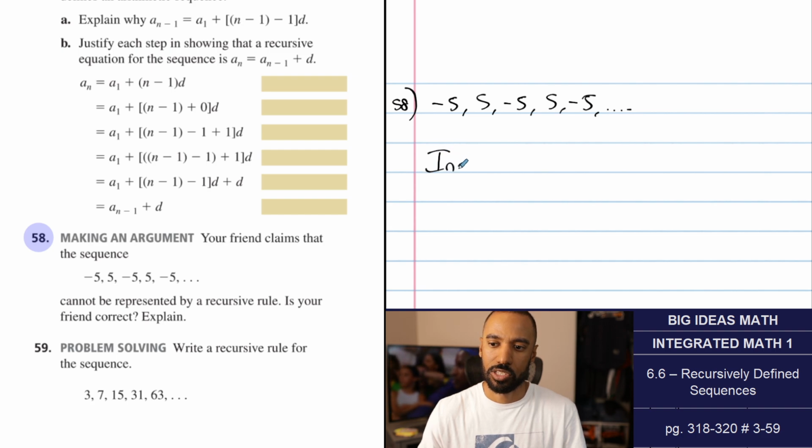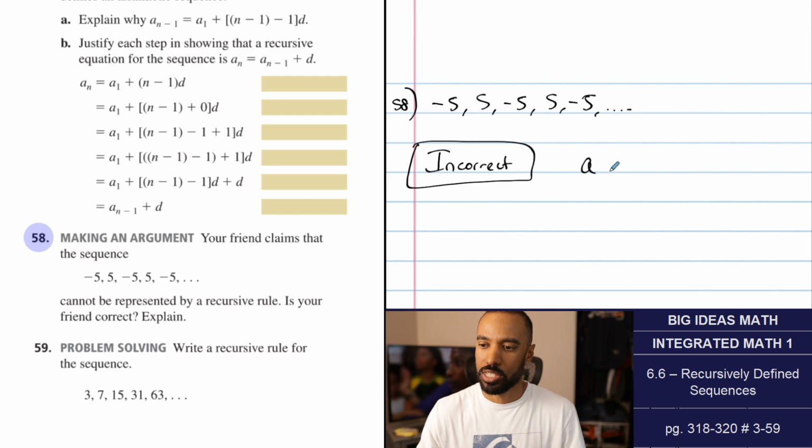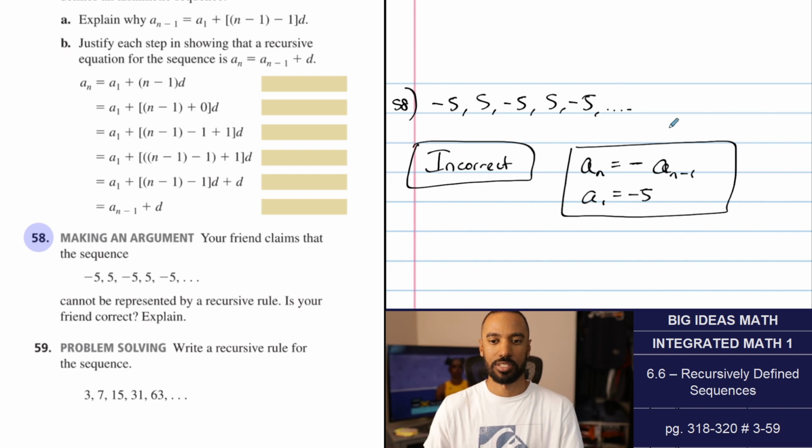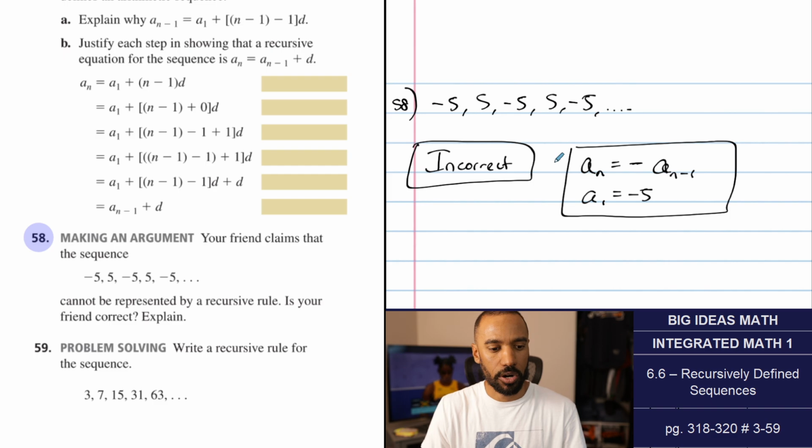So incorrect. I can dispute that by showing what the answer is. You can take your term before it and multiply by -1, or take the opposite of it. Just looks like that. And your a sub 1 is -5. Just take the opposite signs. Number 59 says, write a recursive rule for this sequence here.